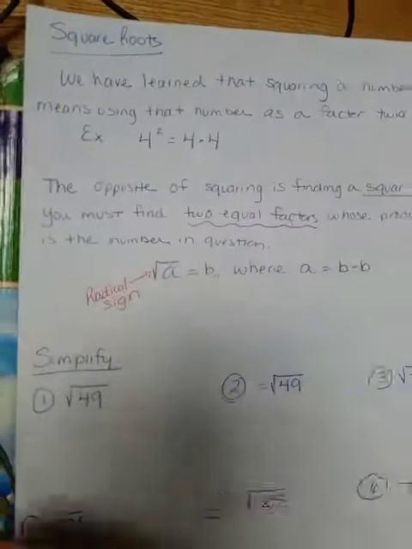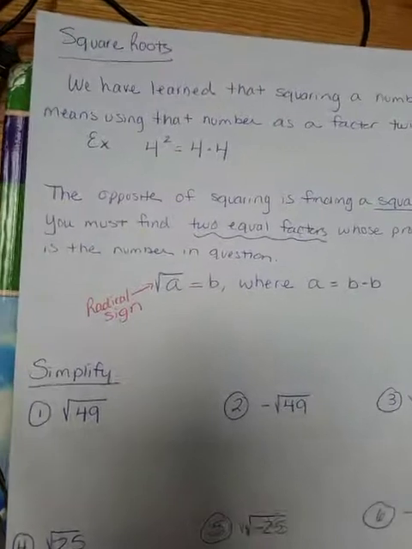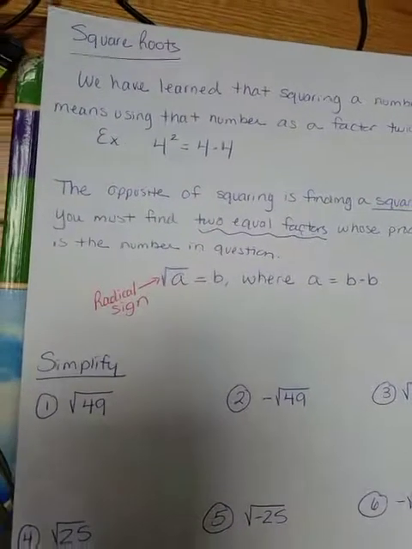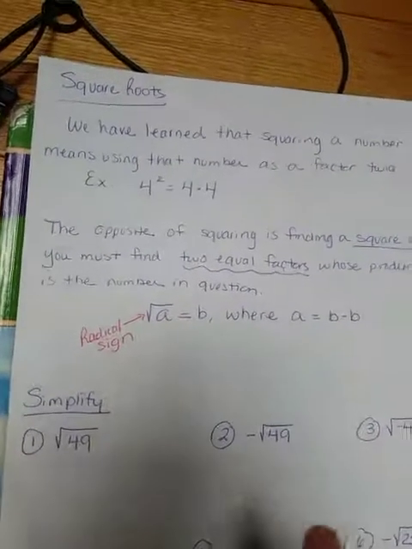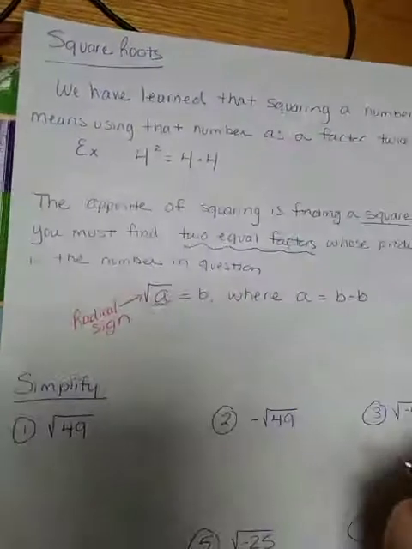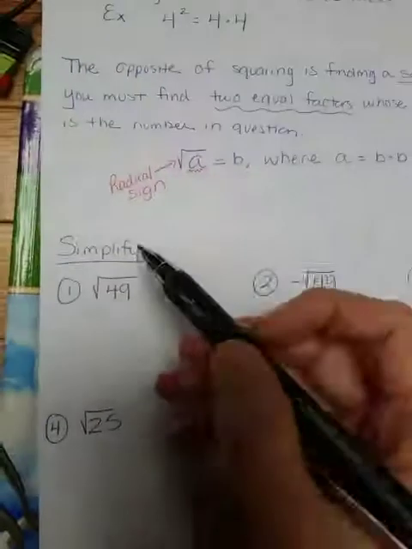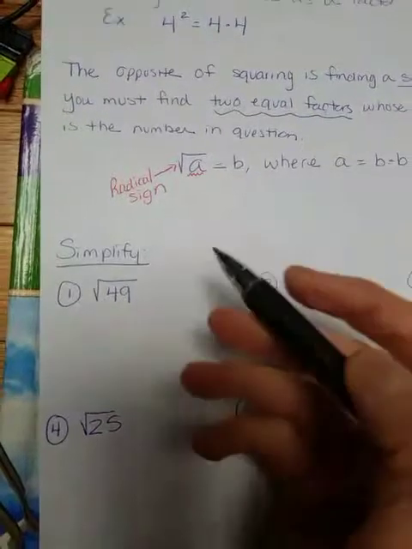There are such things called the cube root, the 4th root. You can take any root of a number that you want, the 100th root. We're only going to do square roots, which means we're looking for a number times itself to give us that number under the radical sign. So let's jump into this. Simplify. Number 1, square root of 49.